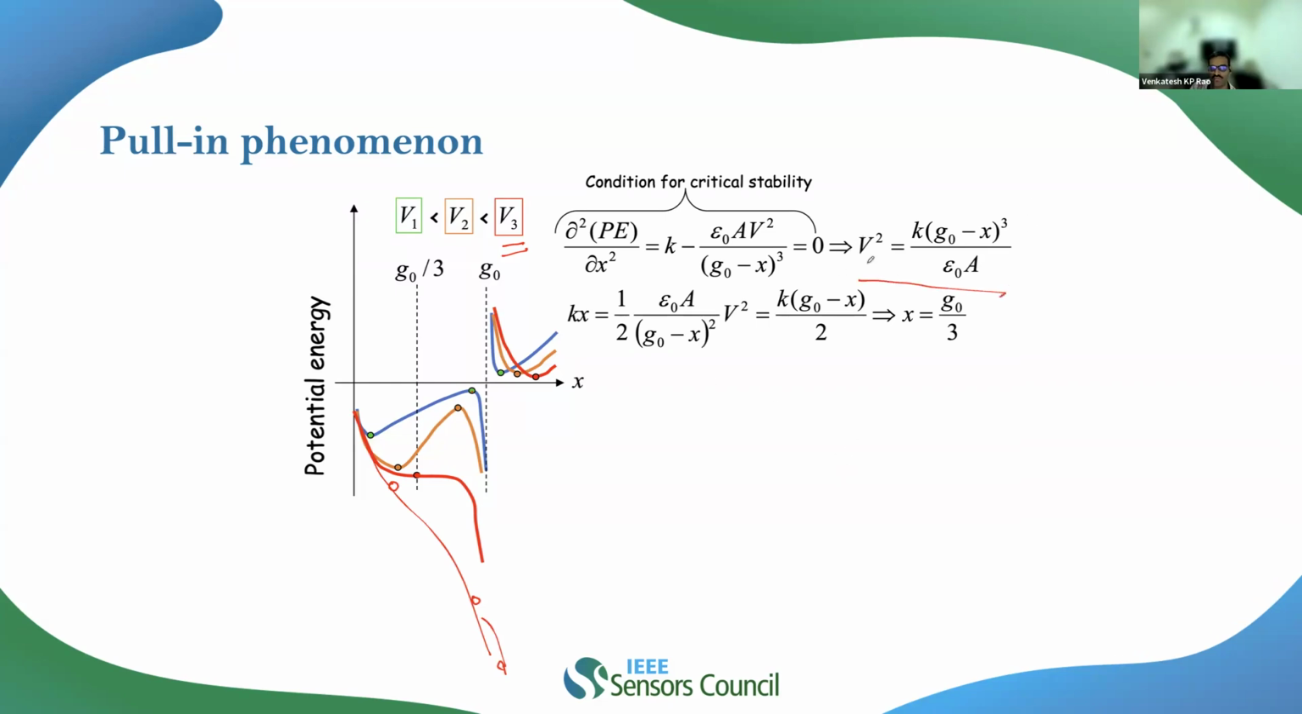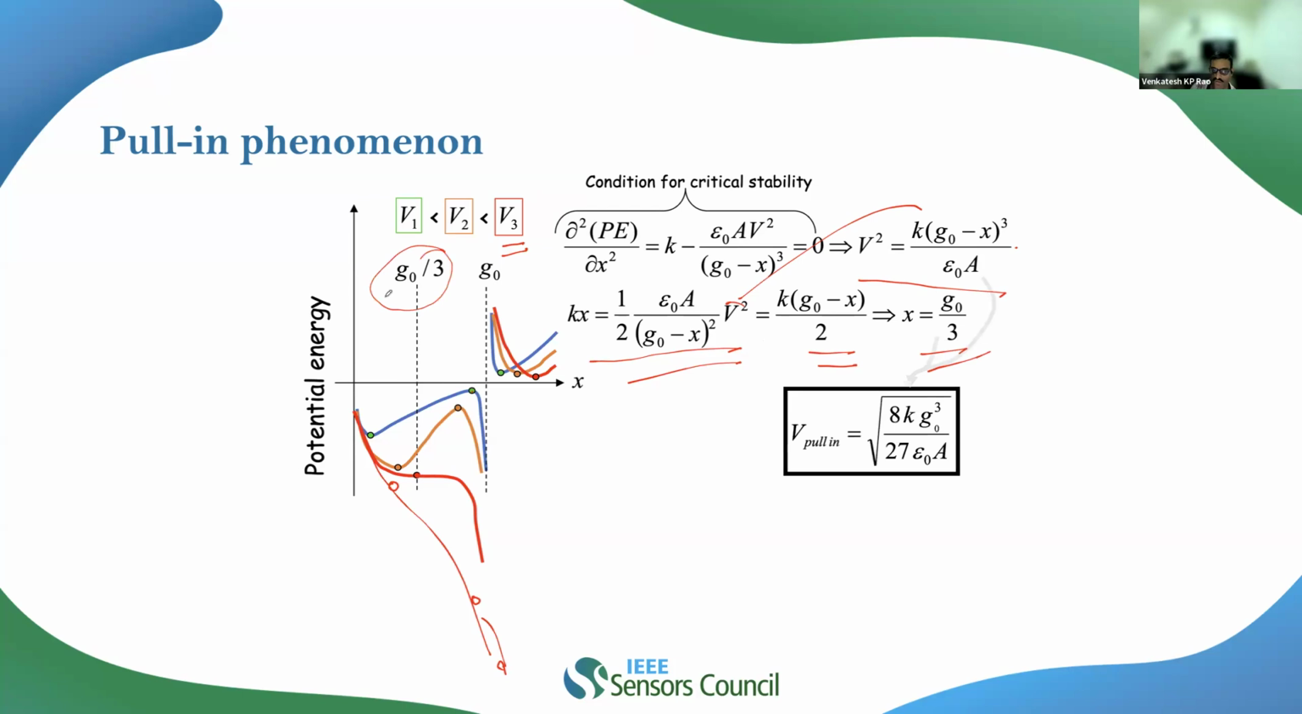From this, you will basically get V squared equals this. And if you substitute back into the first equation, what we got, kx equals spring force equals electrostatic force, then you will get this expression. You put this V squared into this, and you end up with this. From this, you get x equals g naught by 3. That's what we got graphically as well.